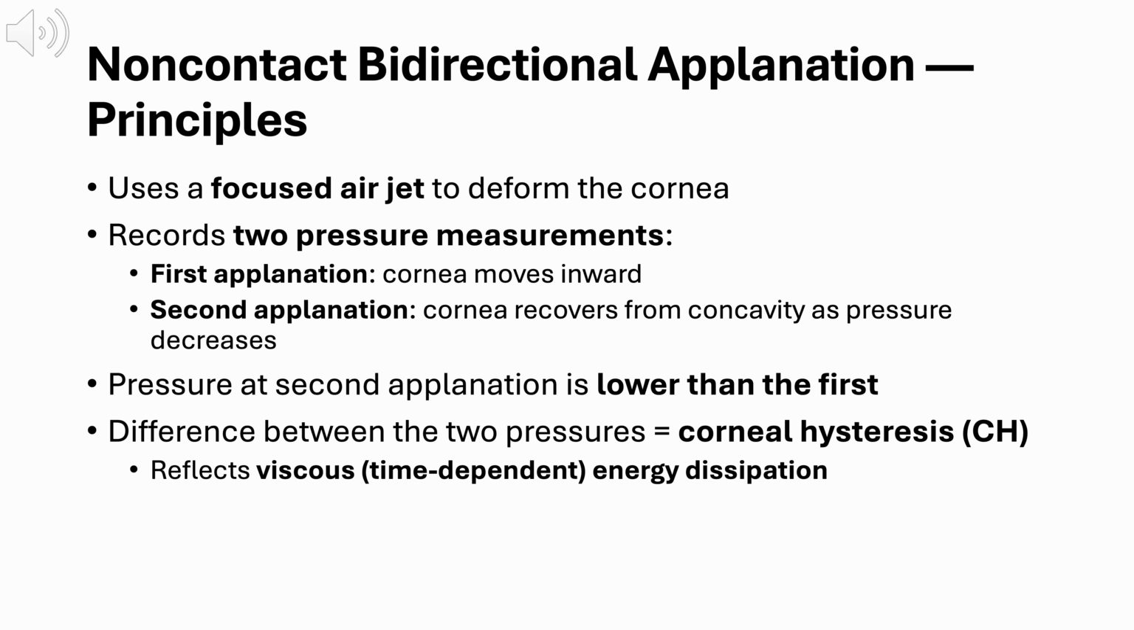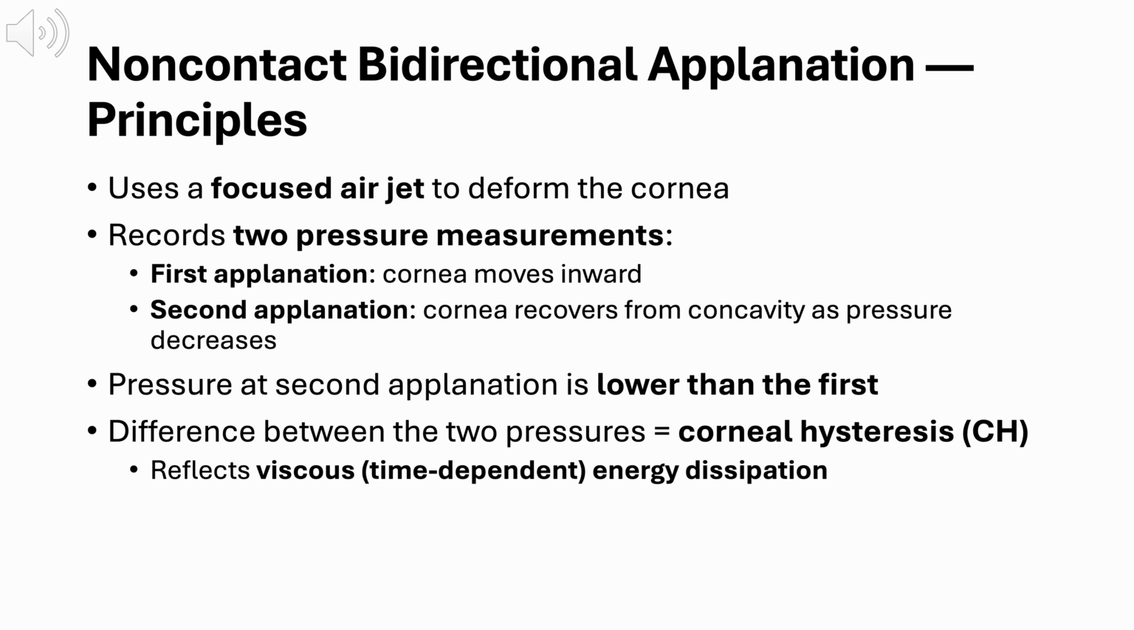These systems use a focused air jet to deform the cornea in a controlled and repeatable way. As the air pulse increases, the cornea is pushed inward, and the device records the pressure at the moment the cornea first flattens. This is the first applanation, occurring as the cornea moves inward.